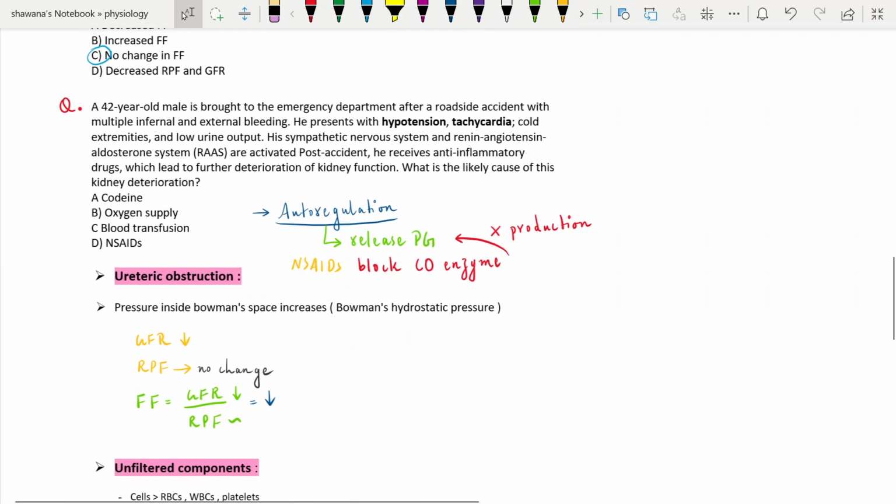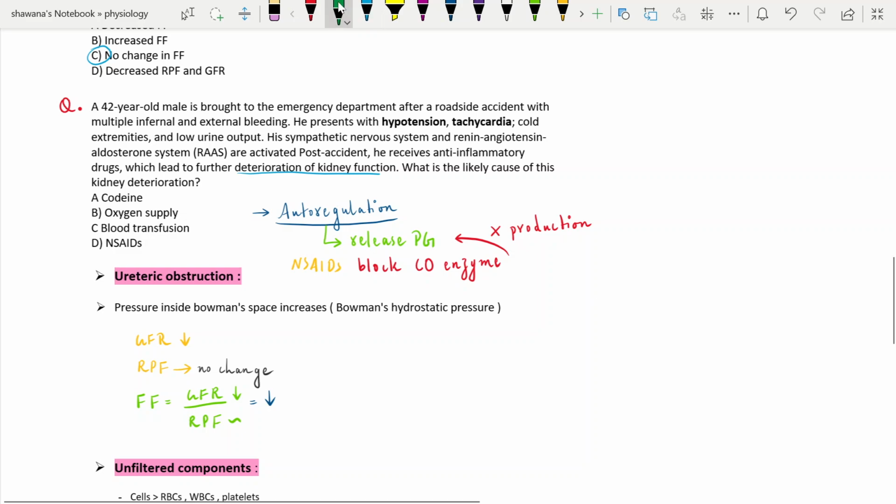The third case is that a 42-year-old male is brought to the emergency department after a roadside accident. It indicates some sort of bleeding, external or it can be internal. And the patient has hypovolemic shock. It means hypotension and tachycardia. The sympathetic nervous system is working and the RAS system is also activated, but he receives anti-inflammatory drugs. It means the non-steroidal anti-inflammatory drugs he was receiving after the roadside accident further deteriorate his condition. What is the cause of the kidney deterioration?